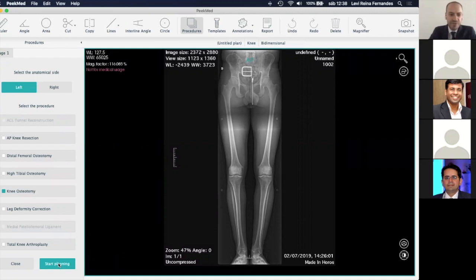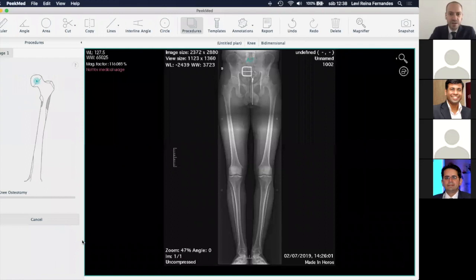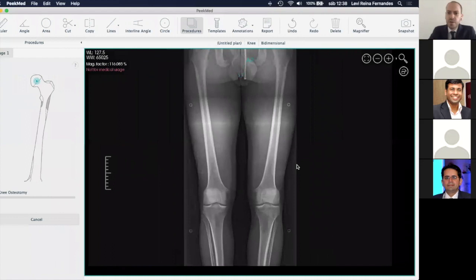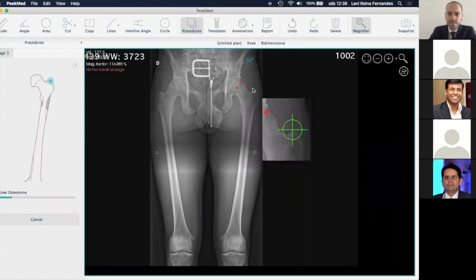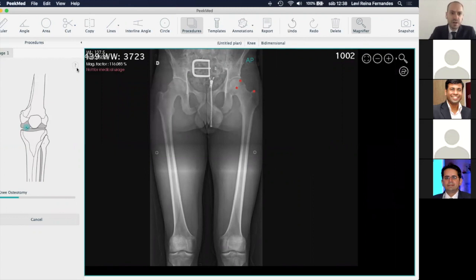So we're going to plan my future left knee osteotomy. You click on the left side, knee osteotomy, we start the planning. Now, we do these markings here. You have a magnifier here if you want to help you with the planning, with the marking. If you have any doubts, there's a question mark here that tells you what we want you to mark. Then we go to the distal femur.